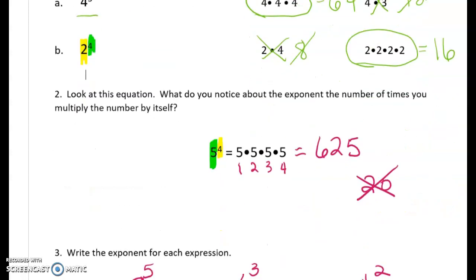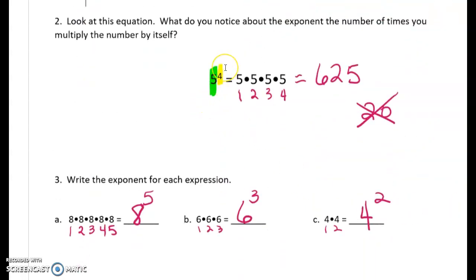So when we looked at this equation, 5 to the fourth power equals 5 times 5 times 5 times 5. That's how many times we multiplied it by itself. And if I put 5 times 5 times 5 times 5 in my calculator, it does equal 625, not 20. It does not equal 20.